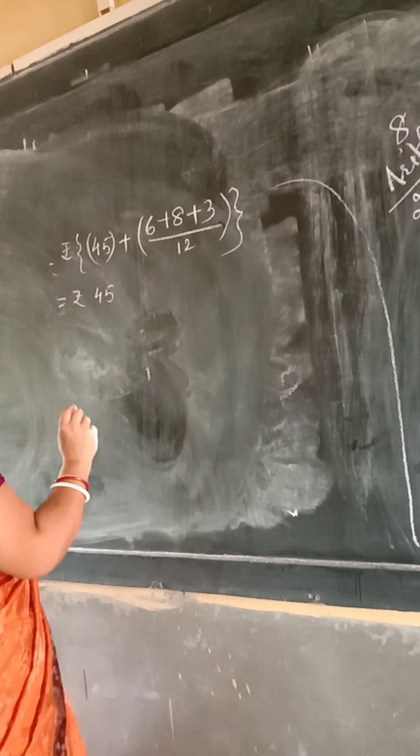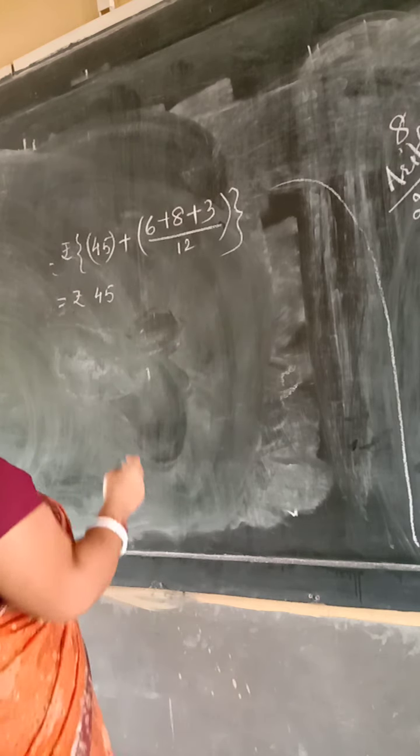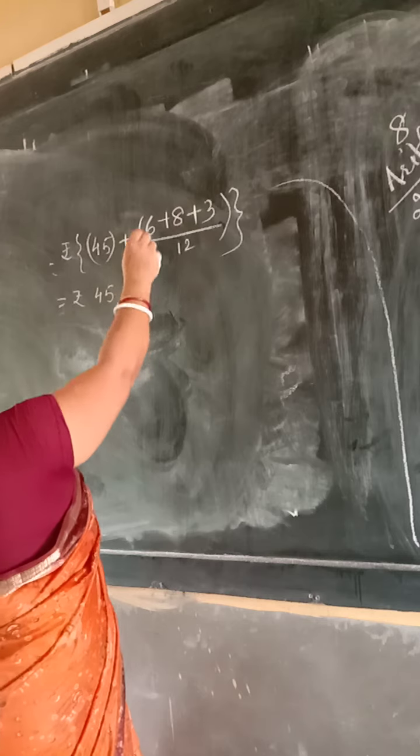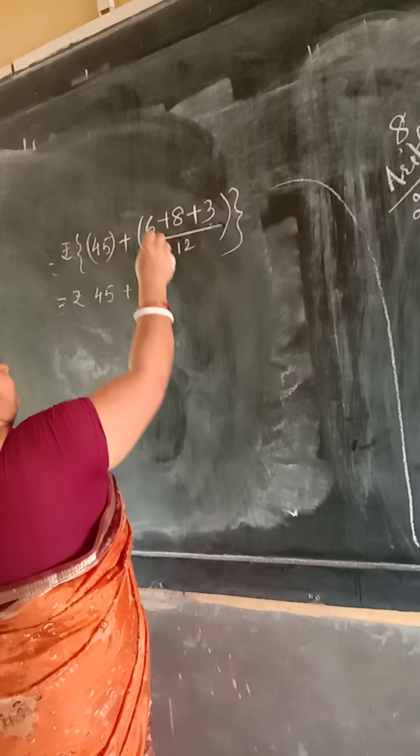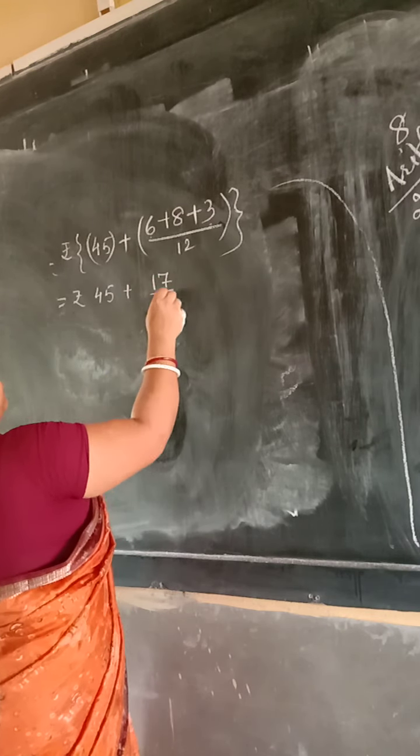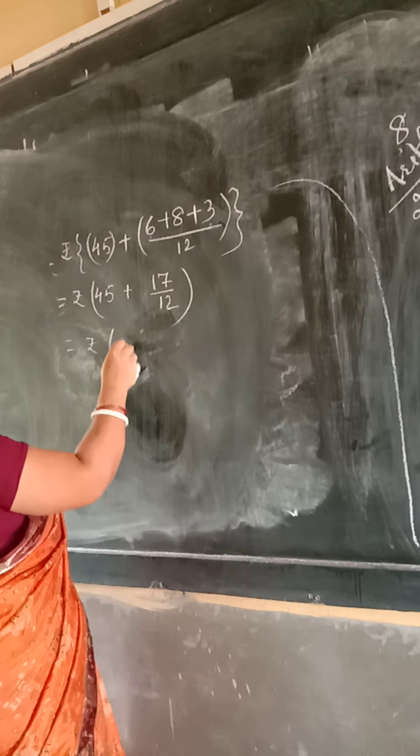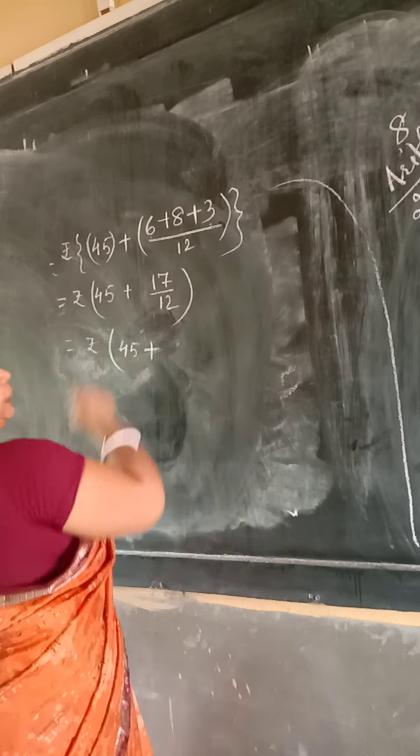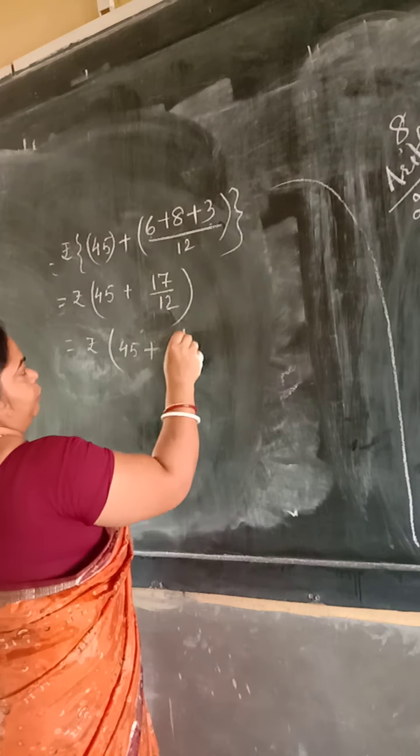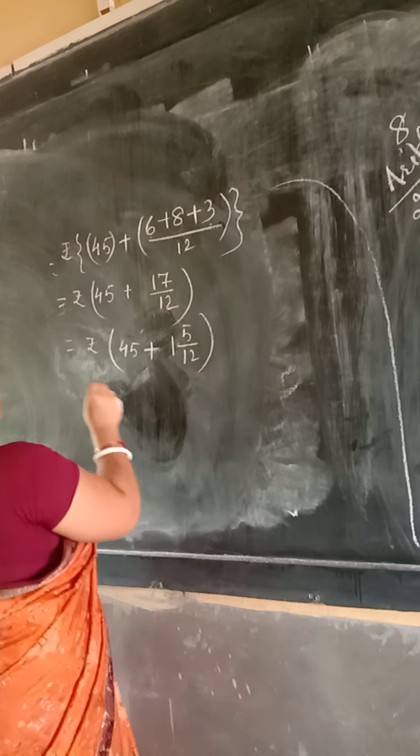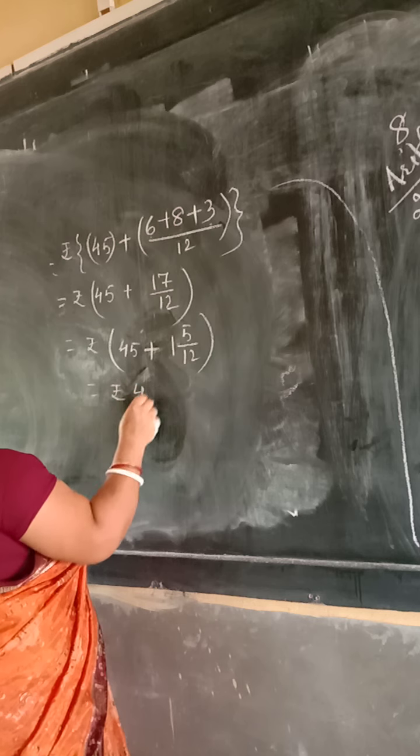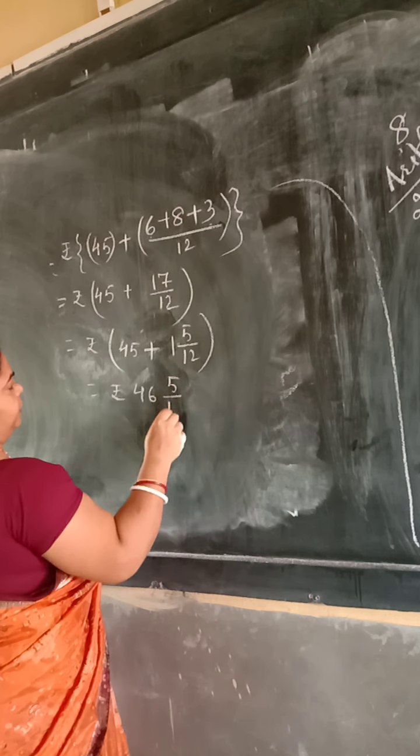You don't need to write it twice. This is written to make you understand. 8, 3, 11 and 6, 17 by 12, or it gives you rupees 45 plus this I will convert into mixed, 1 whole 5 by 12, or finally we are getting rupees 46 whole 5 by 12.